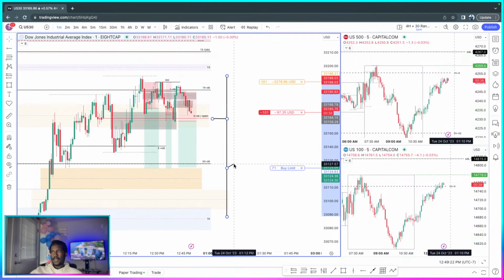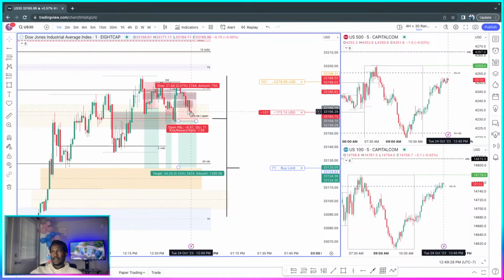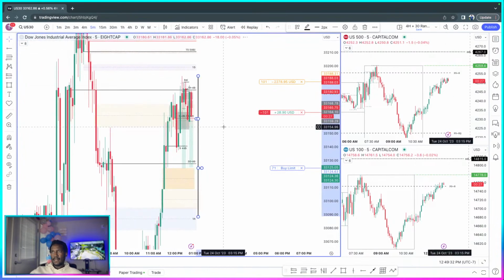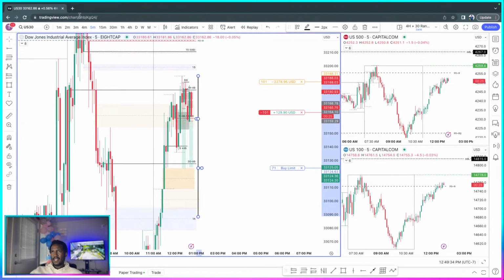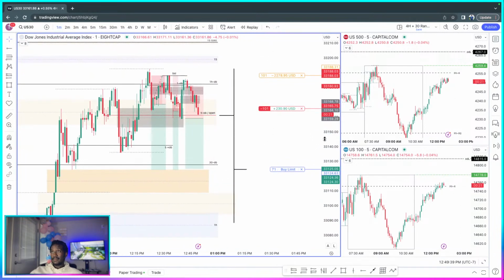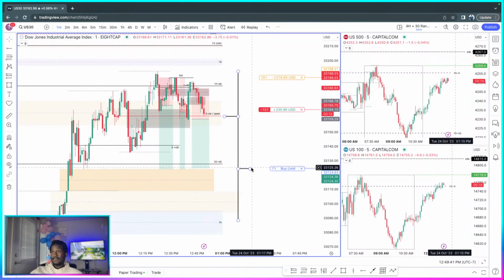This 1 hour. So it needs to rush, in my own opinion, because this is kind of what I would like to see. It would just rush and come into this 5 minute fair value gap over here. So I'm liking what I'm seeing so far. Seems like we might have a good day, right?